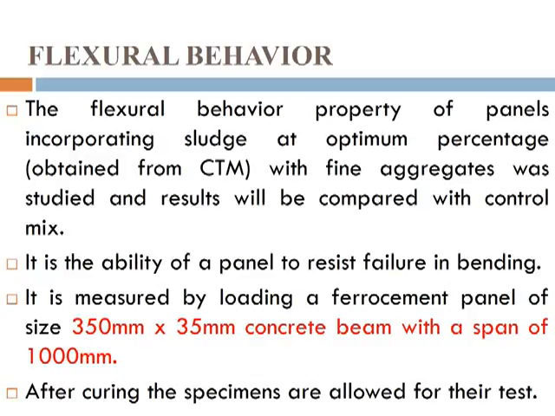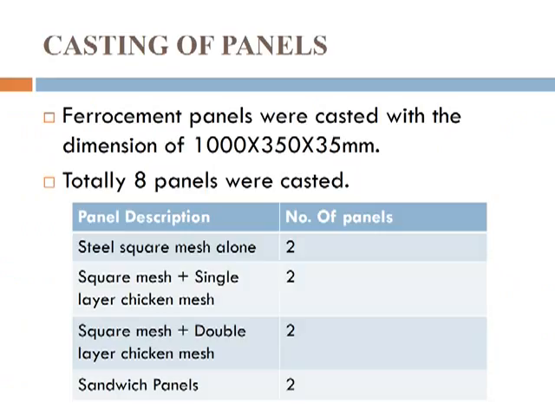Generally, flexural behavior is the ability of the panel to resist failure in bending. The panels are cast with dimensions of 1000 mm by 350 by 35 mm. In total, I have cast 8 panels: steel square mesh alone, 2 panels; square mesh plus single layer chicken mesh, 2 panels; square mesh plus double layer chicken mesh, 2 panels; and sandwich panel, 2 panels.